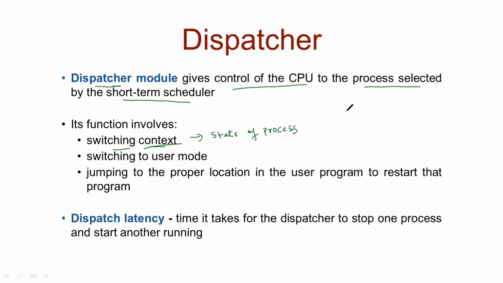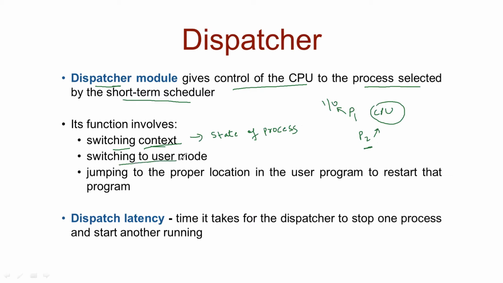Switching means initially the state of, suppose P1 was saved on the CPU, and if P1 has to go for some IO, then the state of P2 has to be loaded on the CPU, right?